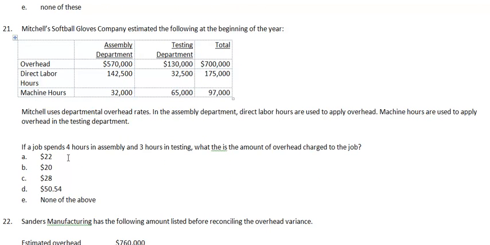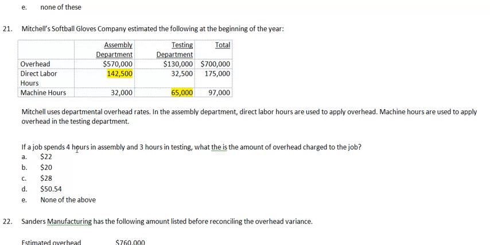The next question says that our softball company estimated the following at the beginning of the year. It gives you overhead for each department, direct labor hours for each department, machine hours for each department. It says that we use departmental overhead rates. And remember, all that means is that every department is going to use a different cost driver. So in the assembly department, we're going to use direct labor hours, and machine hours are going to be used in the testing. So that's all we care about. That's how we know what our cost driver is going to be.